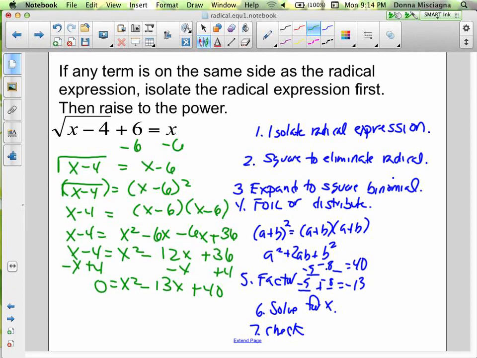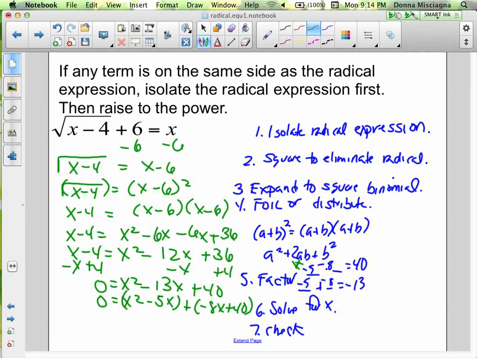All right, so we need two numbers that multiply to give us 40, but add to give us negative 13. So negative 5 and negative 8, they multiply to give us positive 40. Negative 5 plus negative 8, they add to give us negative 13. So we have 0 equals x squared minus 13x. We're going to rewrite that negative 13x as negative 5x and negative 8x. So we have x squared minus 5x plus negative 8x plus 40.